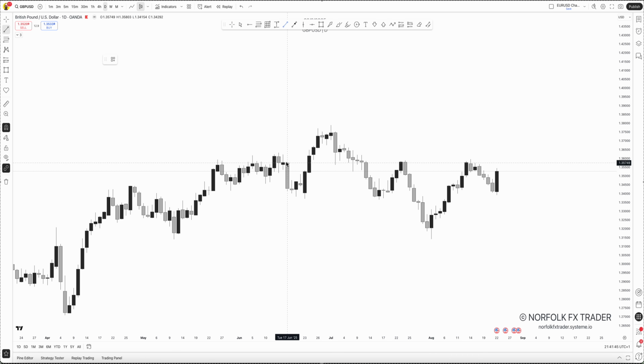So the last area we see is a break of structure, which is a valid break of structure. Let me just double check. We have a pullback here. Okay, that's a valid breakout. So this is a valid high.